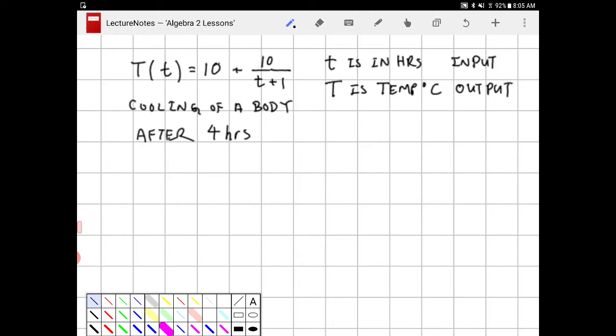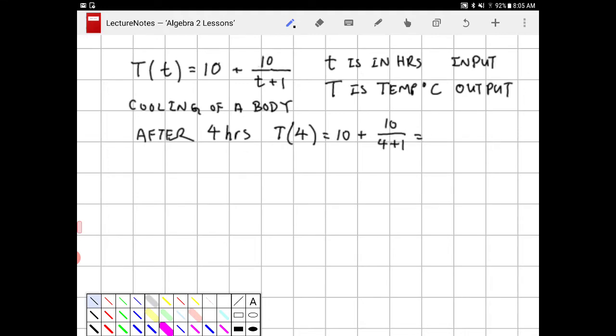By the way, this cooling equation is not quite accurate, but I'm just using it for demonstration purposes. An actual cooling equation doesn't quite look like this. So after 4 hours, I want to find out what the temperature is. I can say T of 4 is equal to 10 plus 10 over 4 plus 1.